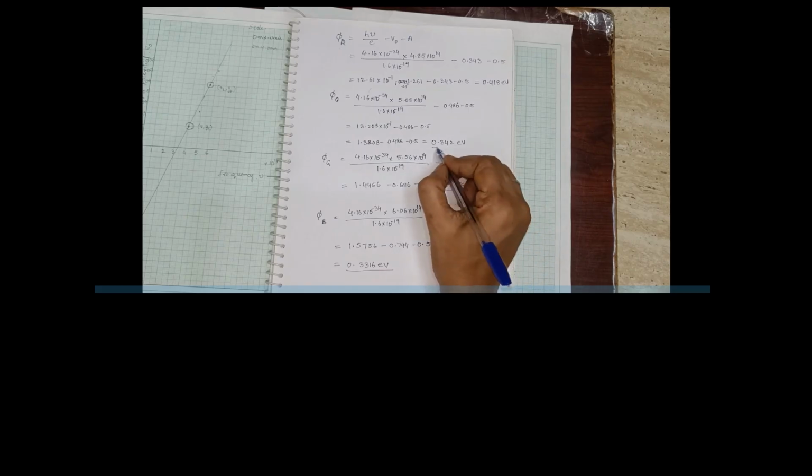Then for blue color, 4.16 into 10 power minus 34, and the frequency of blue color is 6.06 into 10 power 14 by the charge of electron, 1.6 into 10 power minus 19. Stopping potential is 0.744 and contact potential is 0.5, which is equal to 1.5756 minus 0.744 minus 0.5, that equals 0.3316 electron volts. Actually, the work function of these four colors should be equal, but as there are errors in the values, that's why I got different values for different colors.